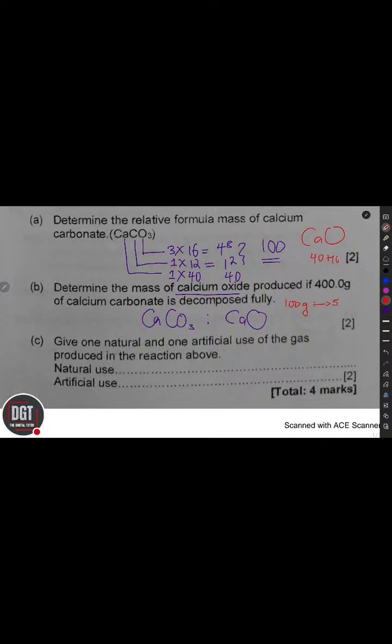So this gives us 56. So when 100 gram of calcium carbonate is decomposed, it produces 56 gram of calcium oxide. What about when 400 grams of calcium carbonate decompose? What mass of this one will be produced? So you put X there. You can put any of the letters representing what you do not know, what you're going to produce.